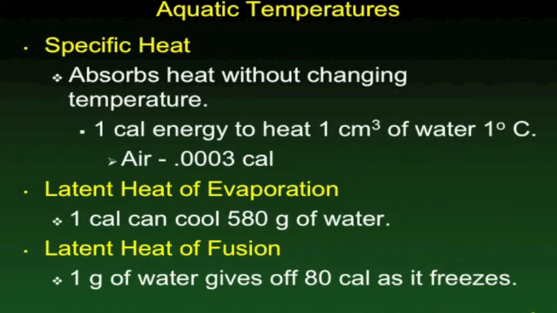And same thing happens to lakes and streams. When water evaporates from them, it tends to cool the water down so that the temperature environment there, the thermal environment, is much more stable. And then when water freezes, it actually gives off some heat. 80 calories is given off when 1 gram of water freezes. And so this slows down the freezing process in lakes and adds more stability to the system.